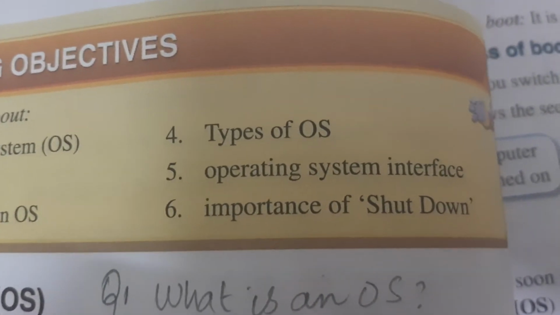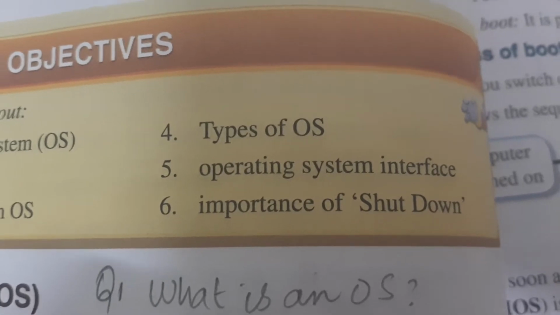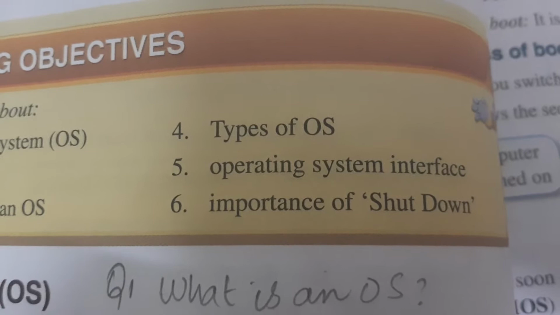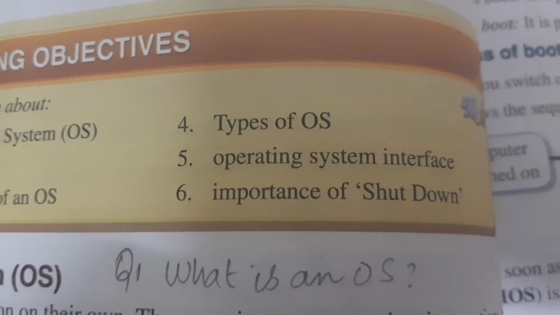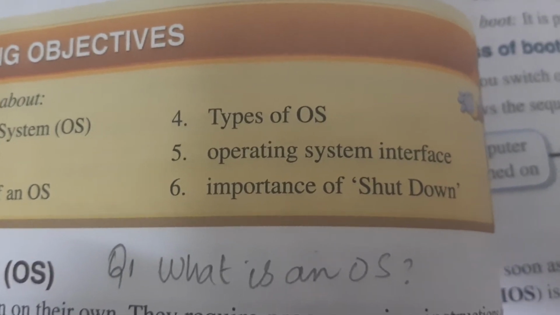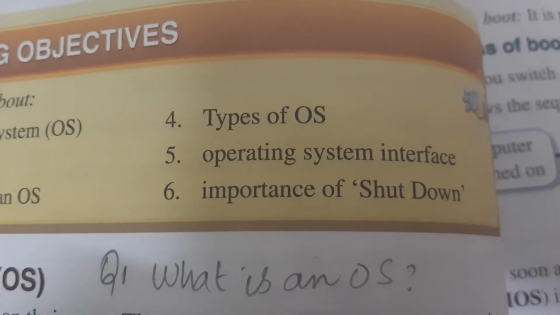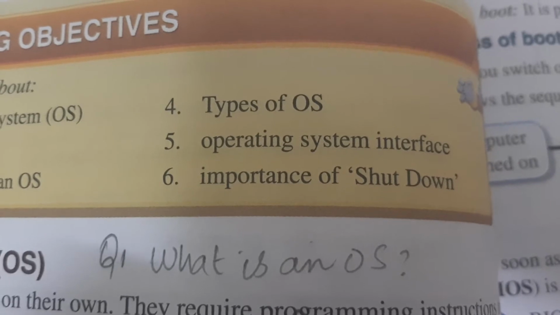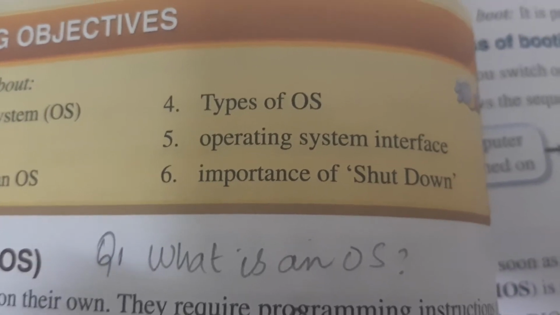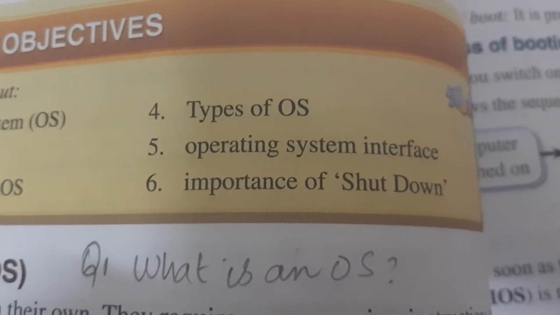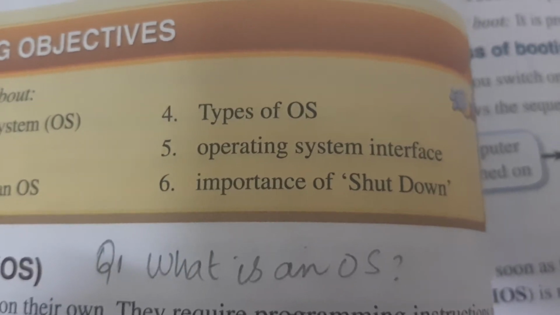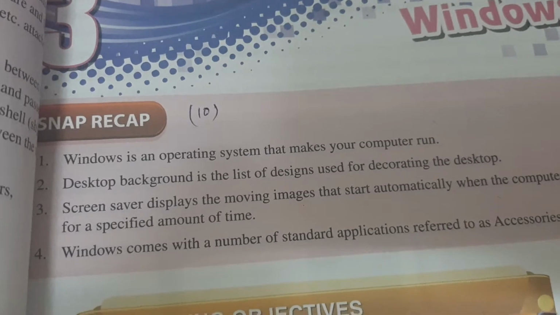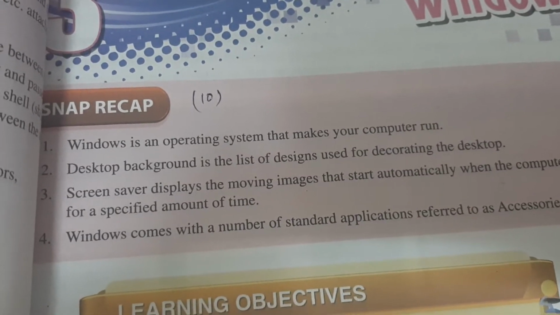Next is operating system interface. There are two types of interface: command or character user interface, and the second one is graphical user interface. Last, we have learned the importance of shutdown. Why is it important to properly shut down your computer? Because it will help you to save your files, so that no files will be damaged.